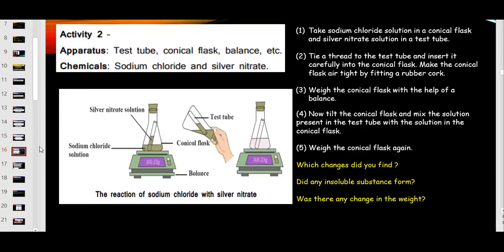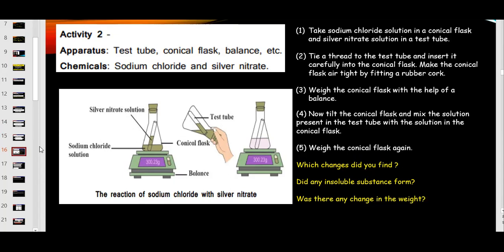Let us perform this activity too. We are not in the laboratory, but we will just go through this activity. The apparatus we need for this experiment is a test tube, conical flask, balance, etc. You can see in the diagram, this is the balance to check the weight. The chemicals we are going to use here are sodium chloride and silver nitrate. Take sodium chloride solution in a conical flask and silver nitrate solution in a test tube.